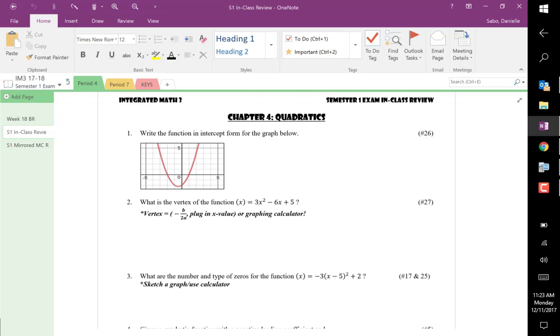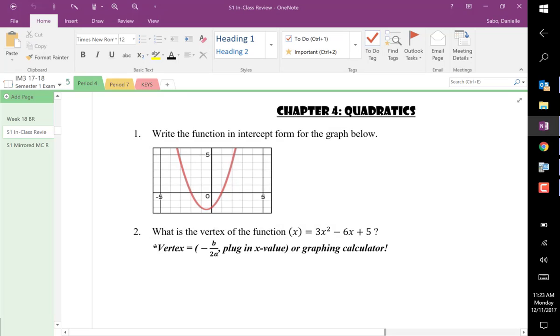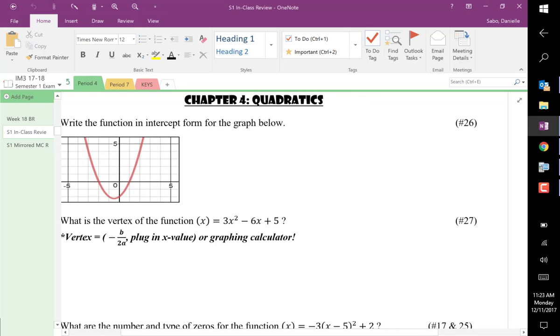All right, let's do this. So, chapter 4, this is going back to quadratics. That was that U shape. Write the function in intercept form for the graph below.